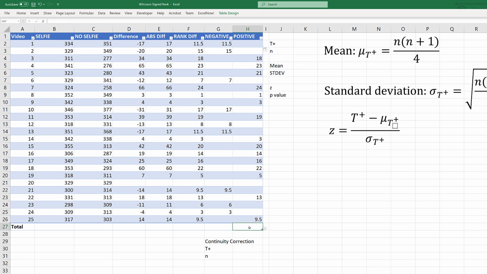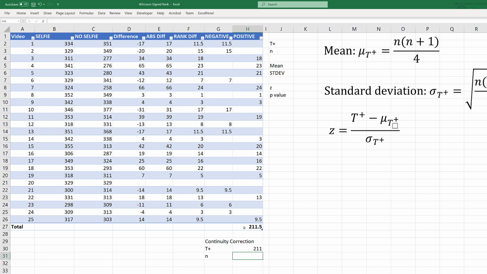Okay, so down here we need to sum those positive differences. That's our T plus. So equals sum all of our positives. And we have 211.5. So that is the sum of our positive ranks that we have over here in column F. Okay, so quickly a continuity correction. So this is equals our sum minus 0.5. And again, that's because we're using the continuous normal distribution to sort of model or approximate the discrete distribution that we're using in non-parametric statistics. So it is just minus 0.5 off the 211.5.